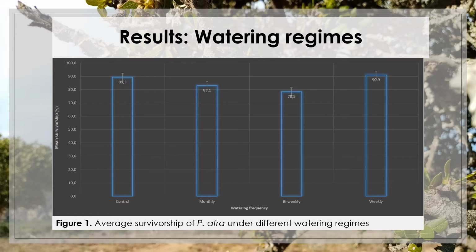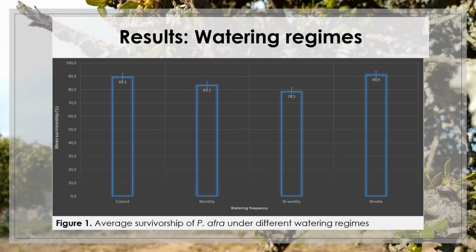And now onto the results. For the watering regimes, as you can see, the weekly watering regimes had the highest average survivorship of spekboom, followed closely by the control, then the monthly watering regimes, and the bi-weekly watering regimes.